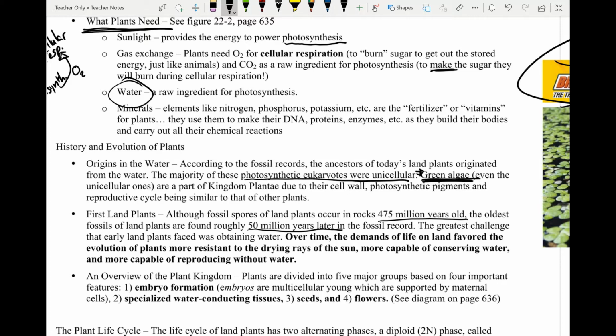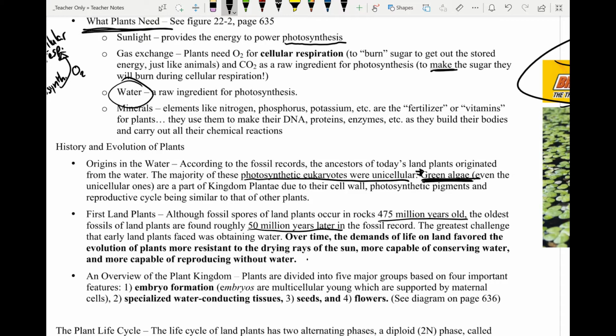One of the greatest challenges was finding water, because if you're moving from an aquatic environment to a non-aquatic environment, there is suddenly exponentially less water for you. We can think of the same thing happening with early land animals, where we have sort of an amphibian state where they're living in water and on land. Plants don't have the opportunity of moving. So over time, the demands of life on land favored evolution of plants that were more resistant to drying rays of the sun, more capable of conserving water, and more capable of reproducing without water.